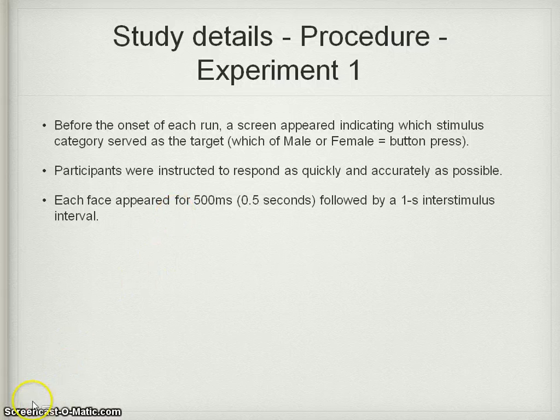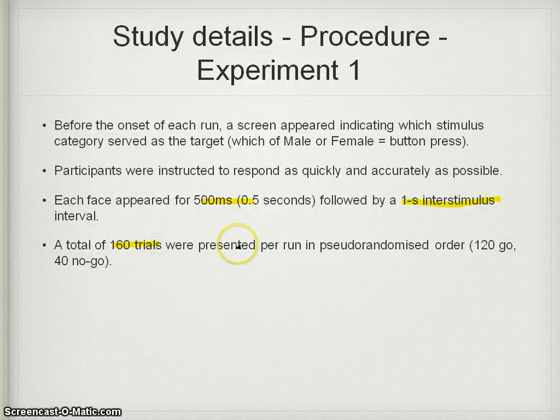Each face appeared for half a second, and it was followed by a 1 second interstimulus interval. So between each piece of stimulus, you had 1 second to wait before the next one. So it's pretty swift.